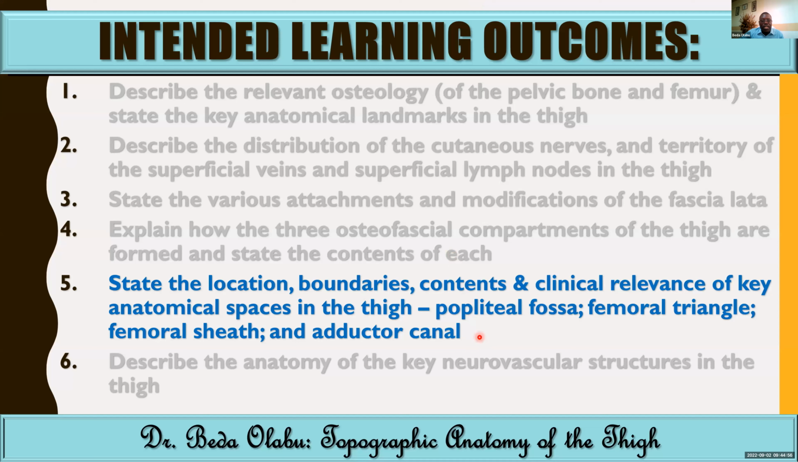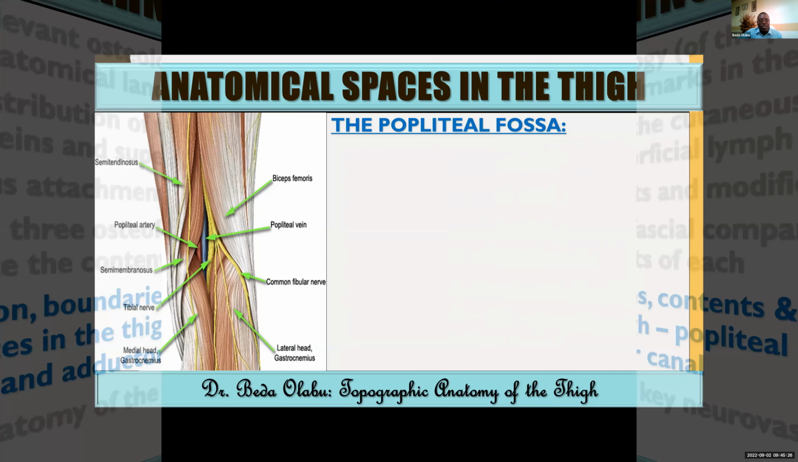Now I want us to look at the anatomical spaces in the thigh. We'll focus on the popliteal fossa, femoral triangle, femoral sheath, and the adductor canal. As we do that, we'll be looking at the site where they're found, the borders of those spaces, the structures which are found within those spaces, and how that is clinically important. We'll start with the popliteal fossa.